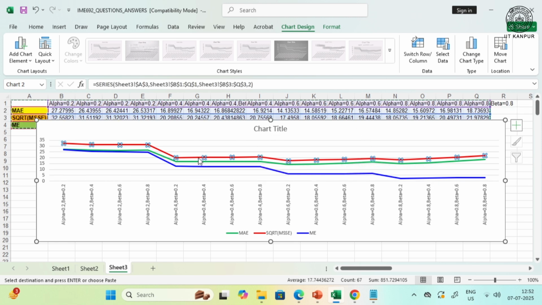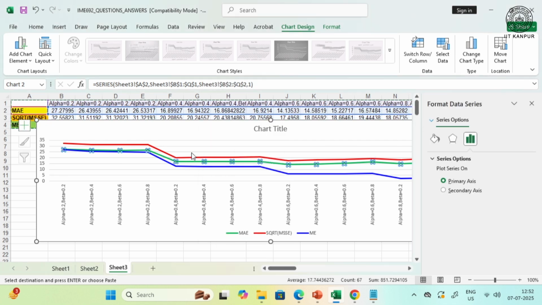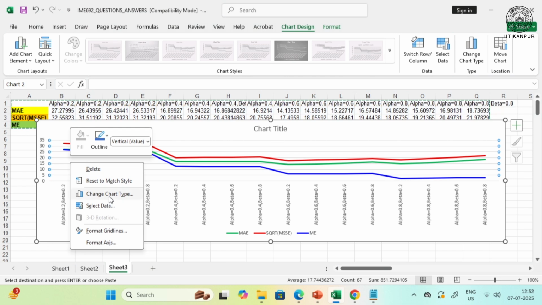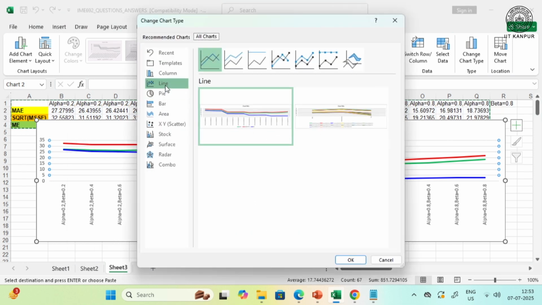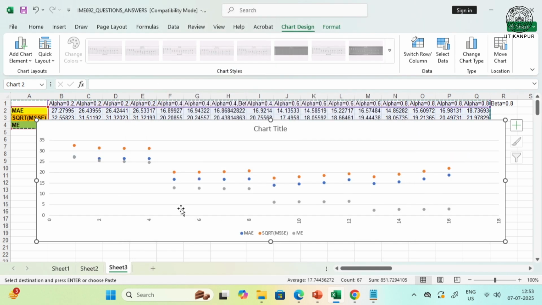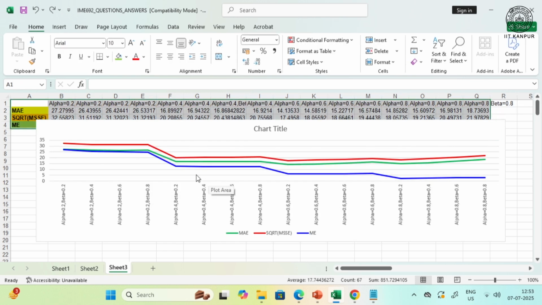Now, if I basically do a plot of this data set, I can change it to, say for example, a scatter plot. So, the scatter plot would look like this, but the line diagram is giving us much better information. So, this is the line diagram.